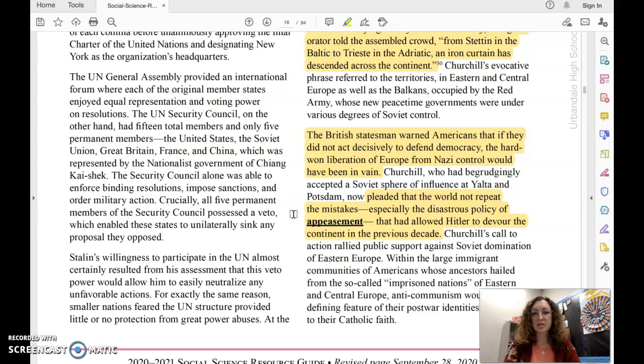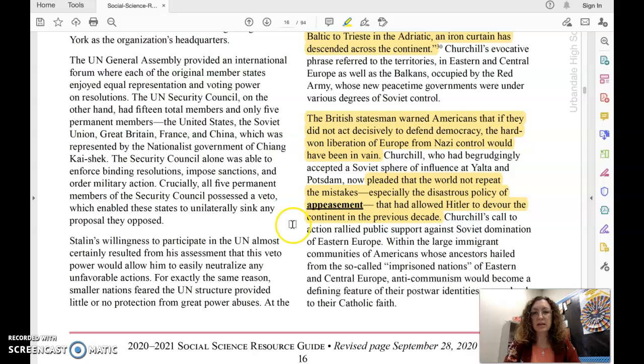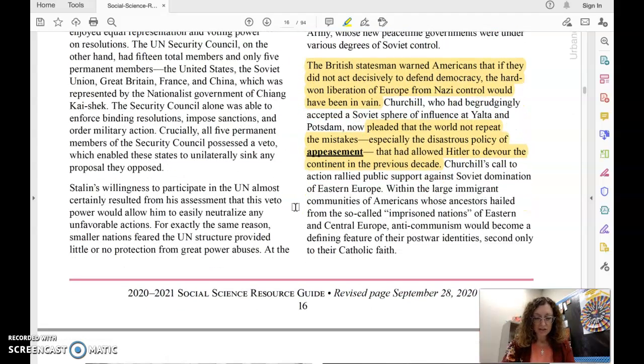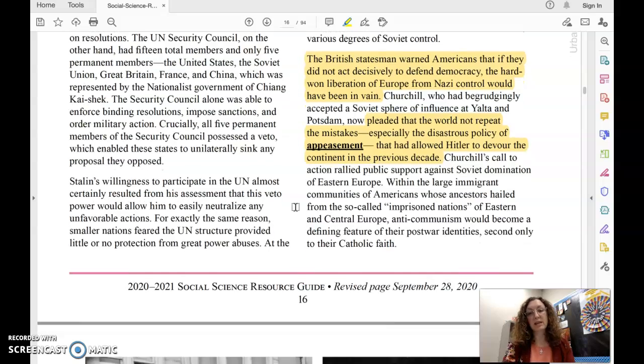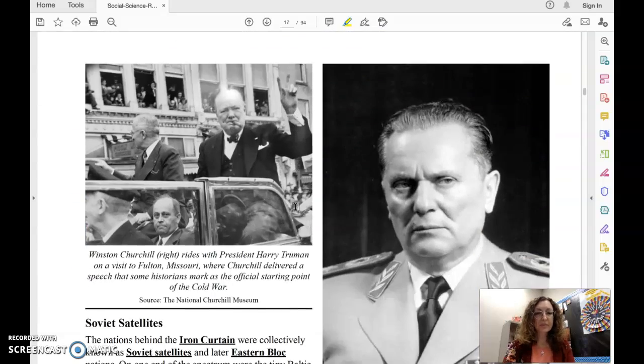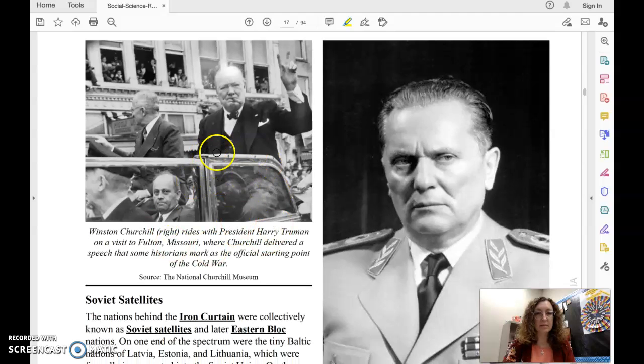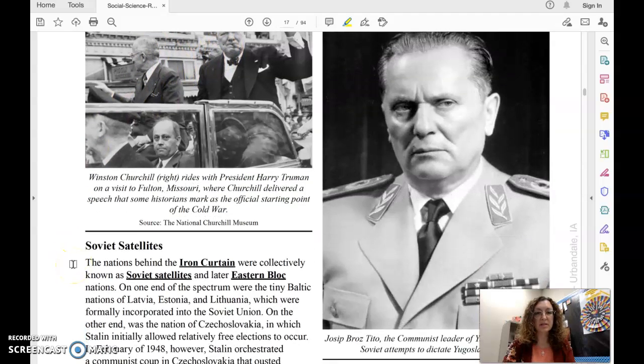So another thing that Churchill says at this speech is that you cannot have this policy of appeasement. Appeasement was a policy that just kind of said, leave him alone, let him be, and he won't attack and destroy Europe, which we all know Hitler tried to do. He tried to take over Europe. So appeasement in Churchill's speech is a terrible, terrible idea. All right, so here's an image on the upper left here of Churchill over here with the cigar and Truman in the car in Fulton, Missouri.